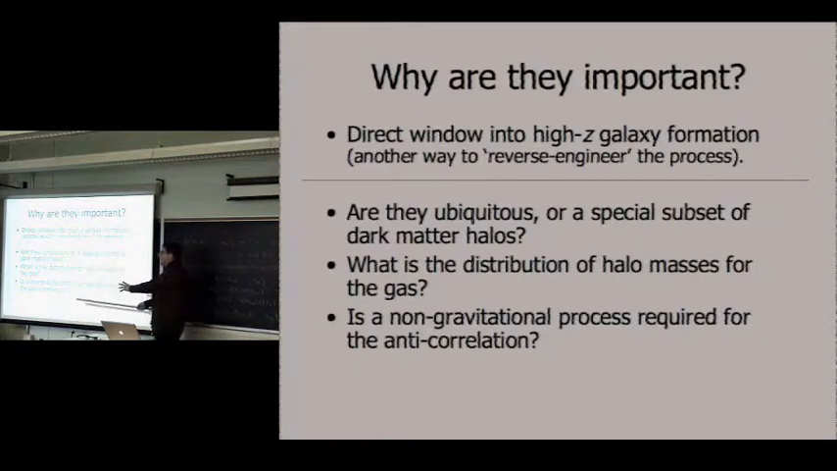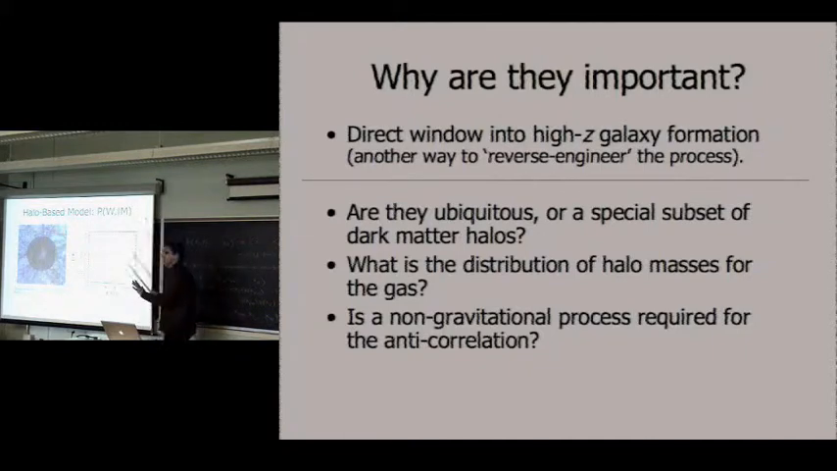And the questions that we wish to answer through looking at these statistics: the first one is, are these absorption systems ubiquitous, or are they a special subset of dark matter halos? Another is, what is the distribution of halo masses for this gas? Does it occupy a narrow range in halo mass or a wide range? And then this anti-correlation: is a non-gravitational process required to create it? If equivalent width isn't probing the potential well depth, what is it probing?